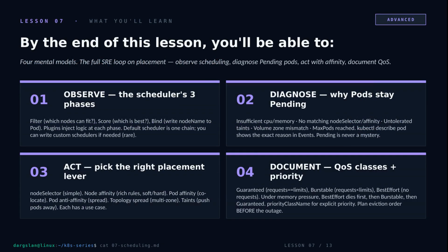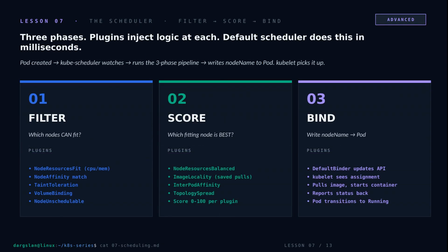To get there, we'll work through 4 mental models that map directly to the SRE loop. First, observe the scheduler's 3 phases: filter, score, bind. Then diagnose, because a pending pod is never a mystery. Kube-scheduler describe always tells you why. Then act, choosing the right lever, from a simple node selector all the way to topology spread and taints. And finally document QoS classes and priority, so you know which pods die first when memory gets tight, before the outage happens. So let's start with observe.